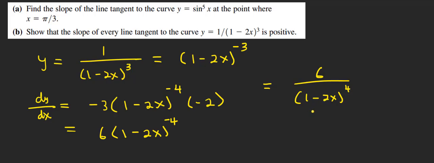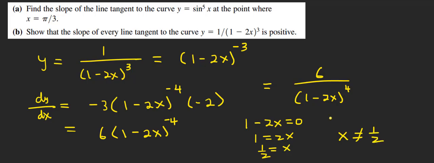Now notice, the denominator cannot be 0. So when you set 1 minus 2x equals 0, you end up getting x equals 1 over 2. So x can never equal 1 over 2 in order for the slope to exist. However, besides 1 over 2, you can plug in any number here. Since you're raising to the 4th power, this will be positive. Just think about it. Plug in 0, plug in negative numbers, plug in any positive number besides 1 over 2. You'll always get a positive on the bottom.